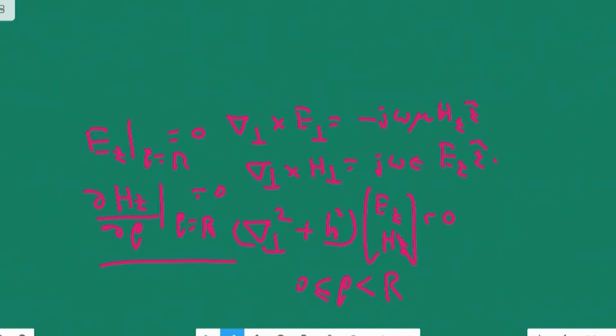Transverse electric means Hz is not 0 but Ez is 0, then you have to apply the Neumann condition, and transverse magnetic means Hz is 0 and Ez is not 0, so you have to apply the Dirichlet boundary conditions.